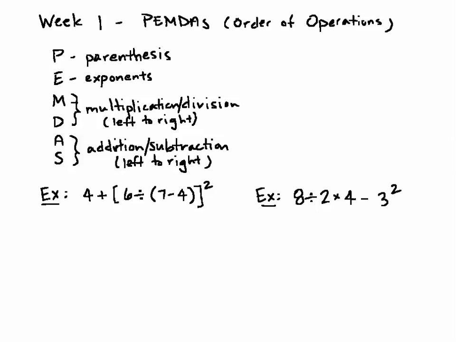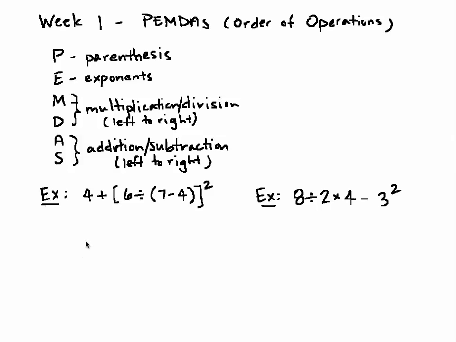Now, multiplication does not always come first, even though the M comes first in PEMDAS. Multiplication and division have equal weight. This means that you're going to evaluate the multiplication and division depending on which one comes first in the expression. In addition and subtraction, the A and the S is the same thing. You evaluate that reading from left to right. So we're going to work two examples on this to make sure that we have an understanding.